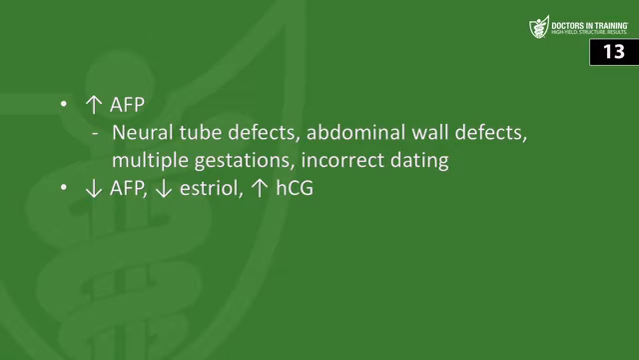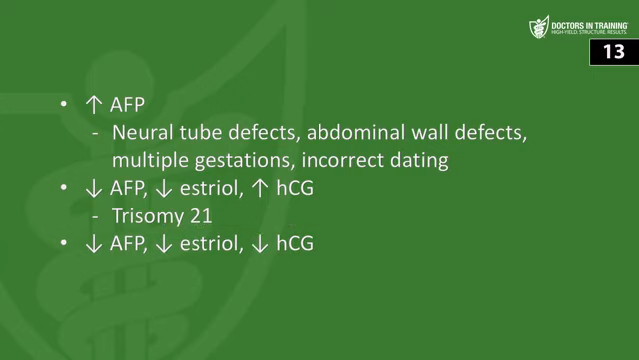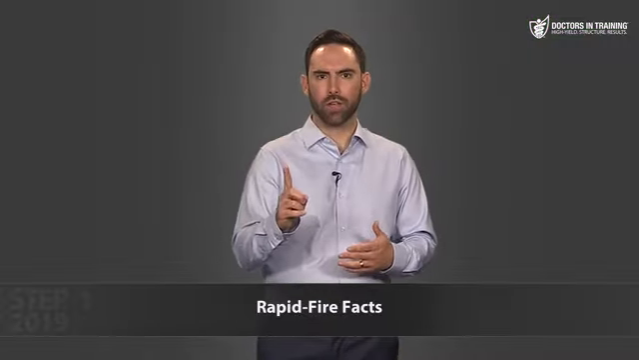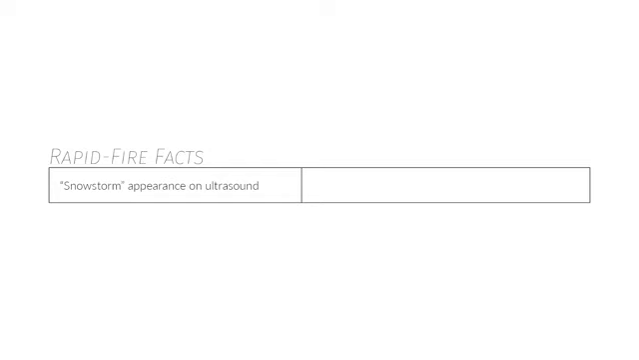Low AFP, low estriol, and high HCG. That's trisomy 21, Down syndrome. And lastly, low AFP, low estriol, and low HCG. That's trisomy 18, Edwards syndrome. And we have one rapid fire fact. Snowstorm appearance on ultrasound is a hydatidiform mole.